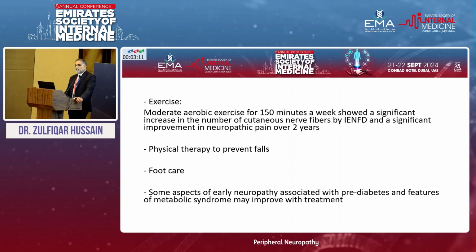What about the exercise and non-pharmacological? Moderate aerobic exercise for 150 minutes in a week showed a significant increase in number of cutaneous nerve fibers with the skin biopsy and improvement in the neuropathic pain over 2 years. Physical therapy to prevent falls, foot care, and some aspects of early neuropathy.